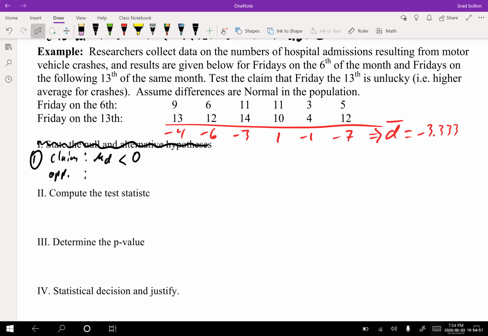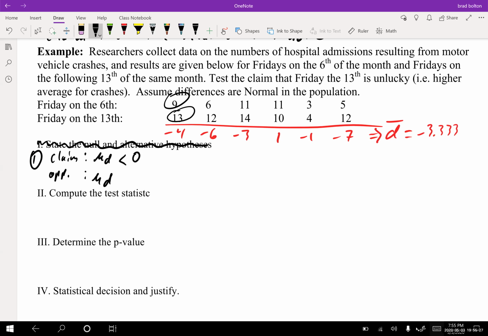If the mean difference is less than 0, that means when you take a bigger number, like 13, minus a smaller number, you'll always get a negative. If you had done it the other way, you would do the same exact problem, but all your numbers would have been positive, and you would have got 3.333 bar, but then your mean difference would have had to be greater than 0, because you're trying to test the claim that Friday the 13th has more accidents. Either way you look at it, you could still do it, but you just got to adjust, okay?